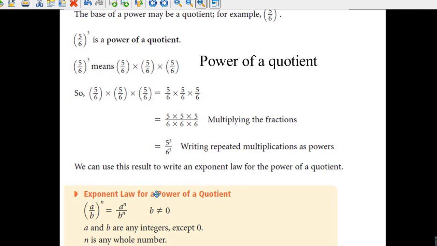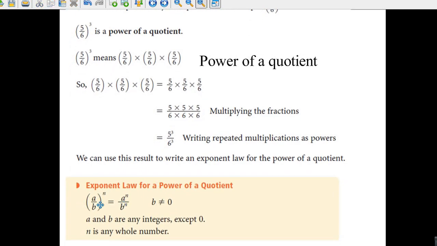When you have a quotient like this, when you have a fraction, a ratio of numbers here, and you raise it to a power, that power sits on both of the bases there that are in the fraction. So a over b to the n is a to the n over b to the n. n is any whole number, and a and b are counting numbers except 0, negative or positive.